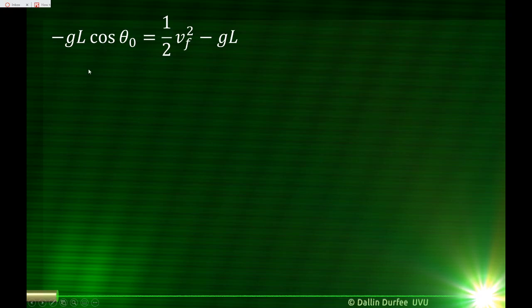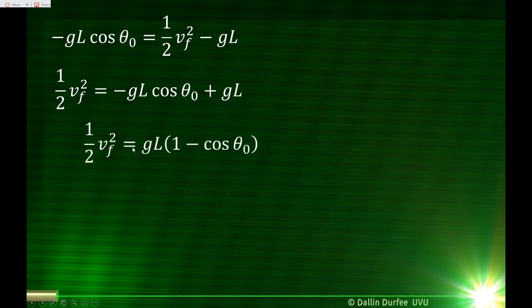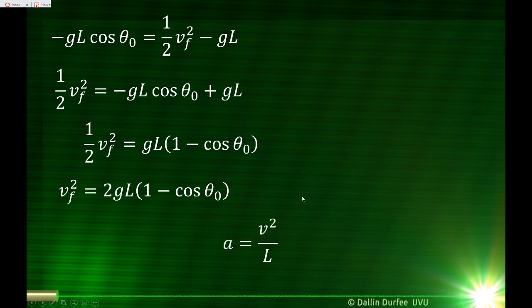Okay, so here's the equation we needed to solve for v final, and I'm going to bring the mgL to the other side, factor out the mgL, then multiply both sides by 2. And there's v final squared, but of course remember acceleration is v squared over L, so I just have to take that, divide by L, and I get 2g times 1 minus cosine theta naught. And as you recall, that is the same answer we got using the work energy theorem, but this was a heck of a lot easier.